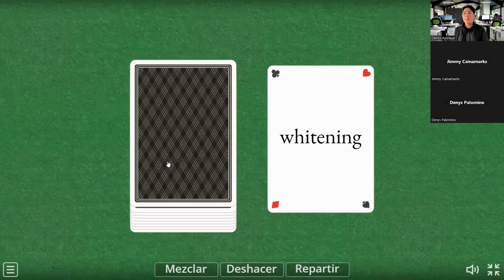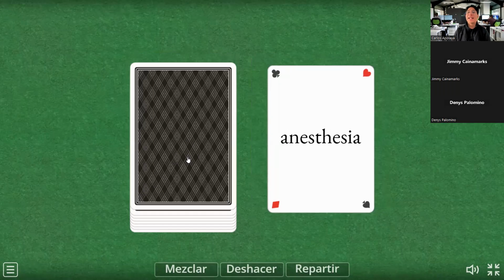Whitening, you know? The whitening, like white. Blanqueamiento. Anesthesia, you remember when you want to pull out teeth? You have to use that or not. Yeah, that's true, you must.